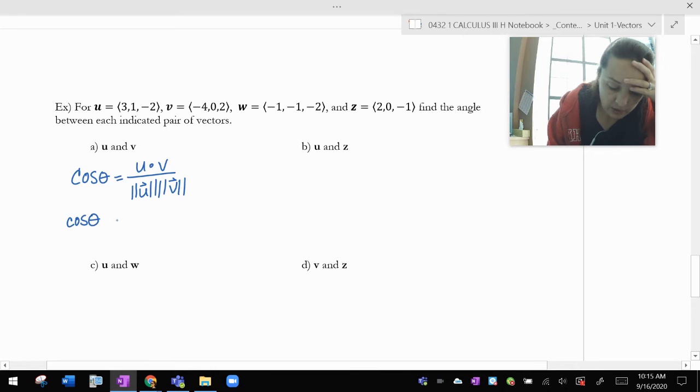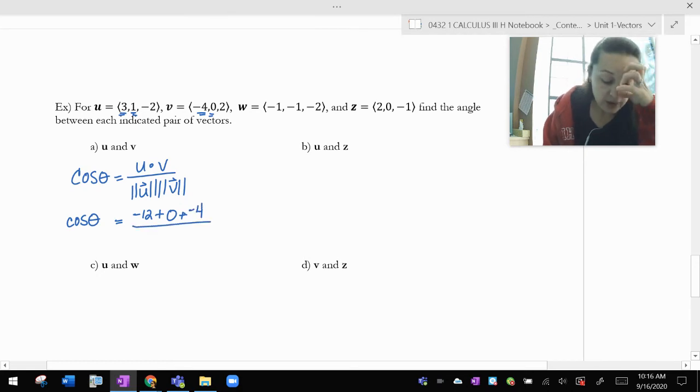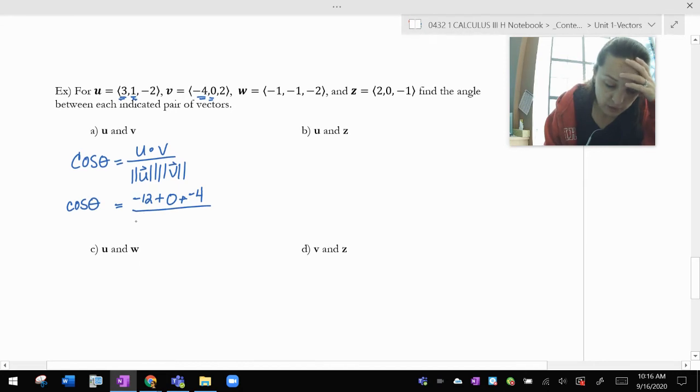So cosine theta is going to be U dot V. So 3 times negative 4 is negative 12, plus 1 times 0, 0, plus negative 2 times positive 2, negative 4, divided by the magnitude of U, so that's the square root of 3 squared plus 1 squared plus 2 squared, that's 14. And the magnitude of v is the square root of 4 squared plus 0 squared plus 2 squared, which is the square root of 20. So I have cos theta equals negative 16 over the square root of 14 times 20, which is 280.